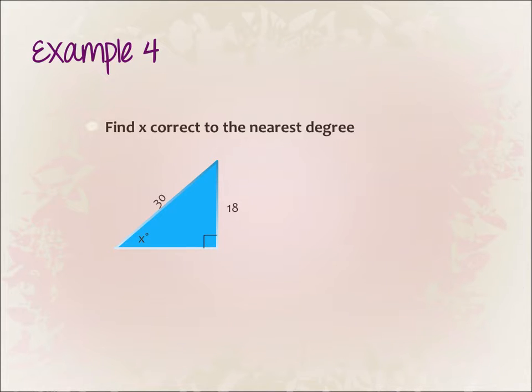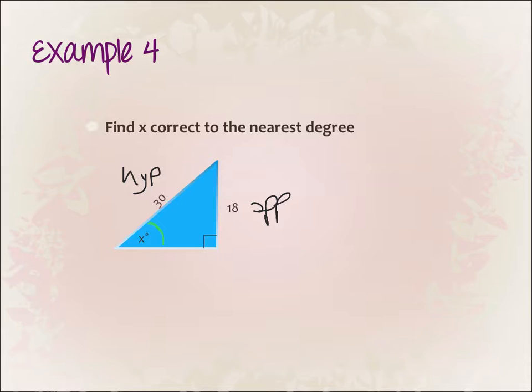Next one. Find x correct to the nearest degree. So again, we're going to round this to the nearest degree, the nearest whole number. So we're going to find our angle we're referencing. This is where we're going to do that -1 because we're looking for an angle measure. Let's go ahead and label what we have. What is the 30? Hypotenuse. What's the 18? Good. And I'm talking about in reference to x.